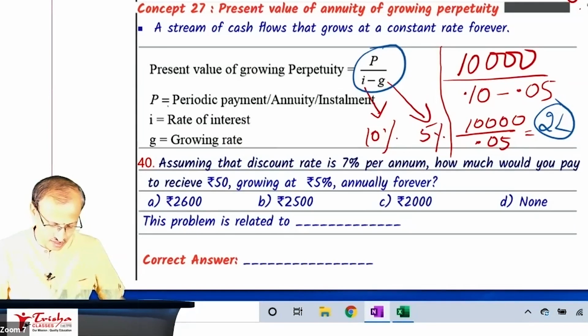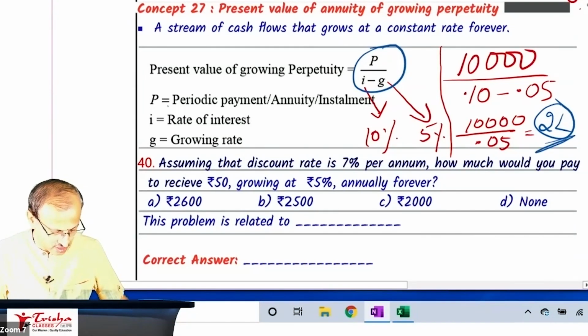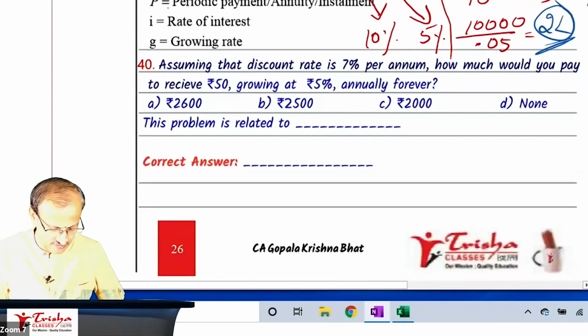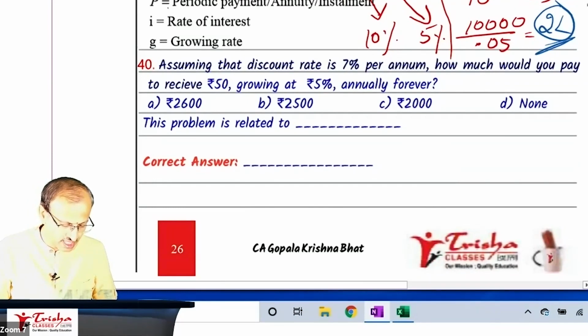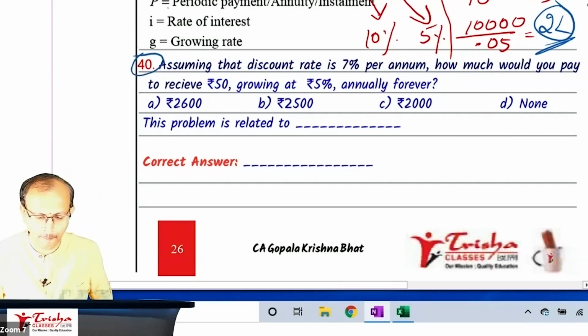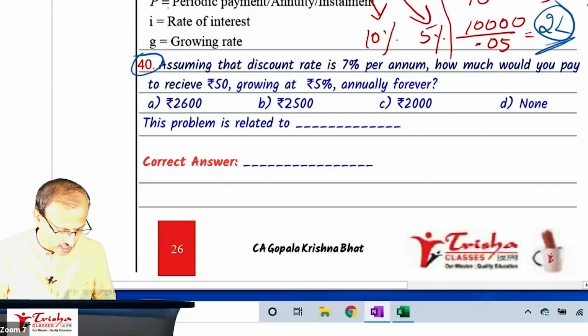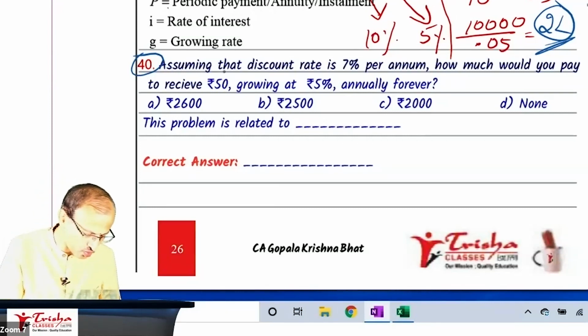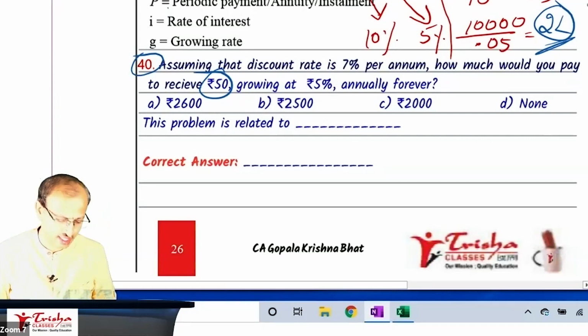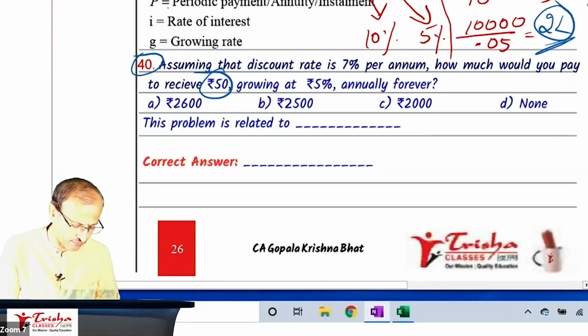Yes. Okay. So here the answer is 2 lakh. So let us look at one question here. Assuming the discount rate is 7% per annum. Are you there with me? 40th question. Discount rate is 7% per annum. How much should you pay? How much would you pay to receive 50 growing at 5% annually forever?